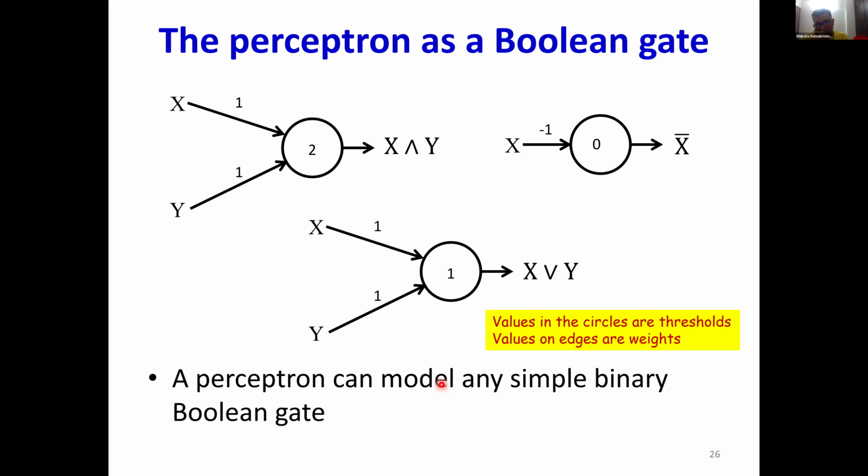Now, we've already seen that a single perceptron can model any simple binary Boolean gate. So using the notation from the last class, this perceptron to the left, what gate was it? And, right? And this guy here, or, and this was a NOT, right? But then it can do something far more complex than this.